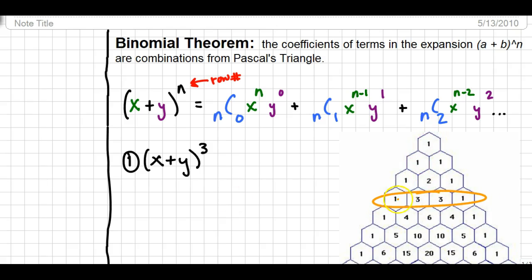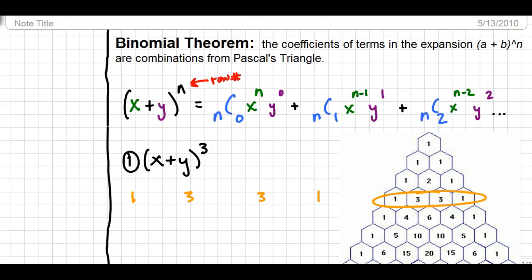So I'm going to grab the numbers 1, 3, 3, 1, and those are going to be my coefficients on my polynomial answer. So that represents the blue numbers here. 3 choose 0 is going to be 1, 3 choose 1 is 3, 3 choose 2 is also 3, and then the last one would be 3 choose 3, which is, of course, 1.